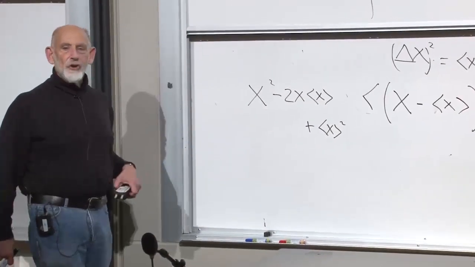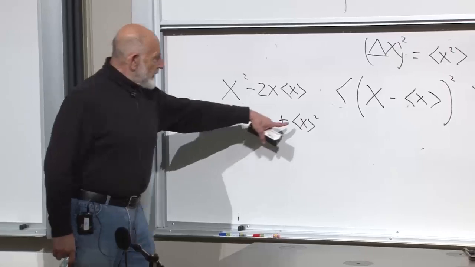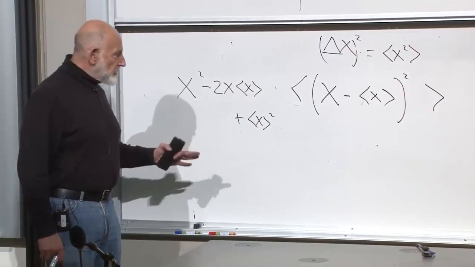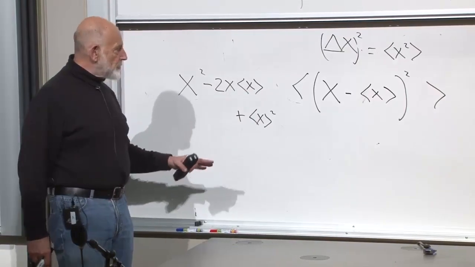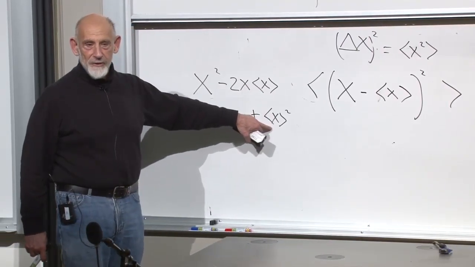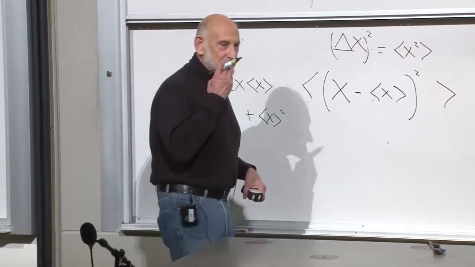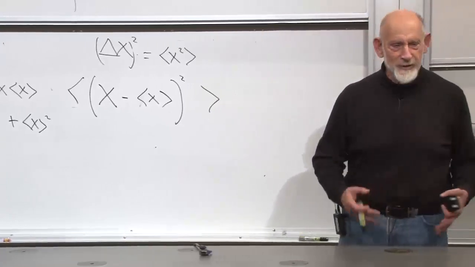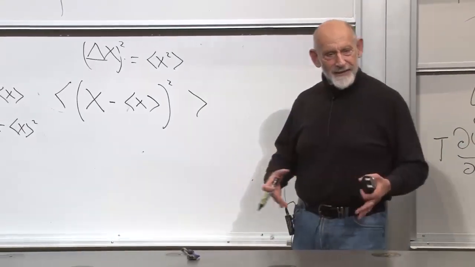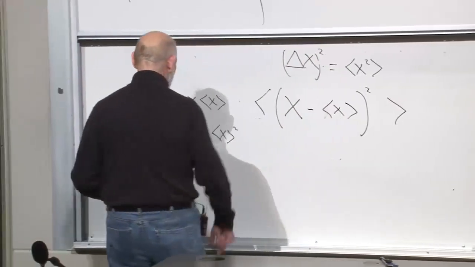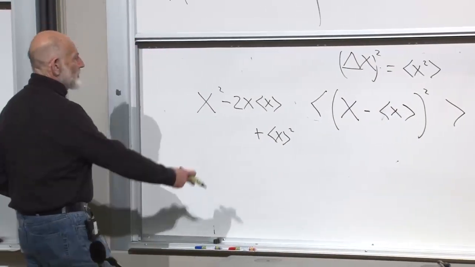And we want to average the whole thing. Now the average of x squared, that's just a number. It depends on the probability distribution, but it's just a number. What is the average of the average of x squared? It's just equal to itself. It's just the average of x squared. The average of an average is just the average. Okay, so this is just the average of x squared.